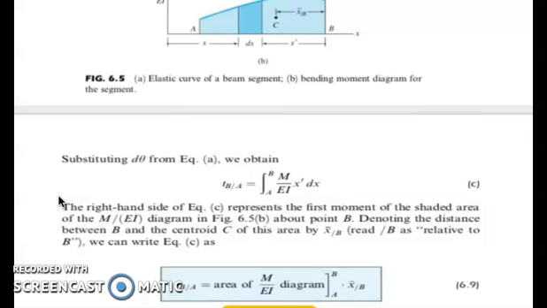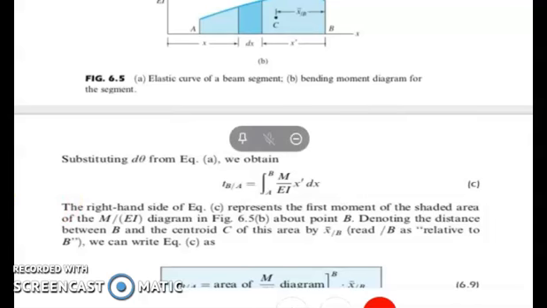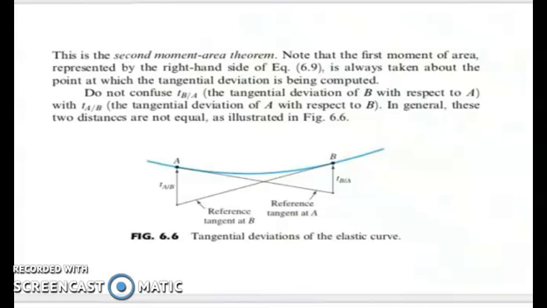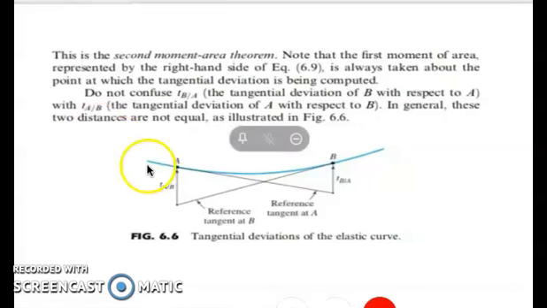So we have to take note that the first moment of area, which is represented by the right hand side of the equation, is always taken about the point at which the tangential deviation is being computed. So you don't have to confuse the tangential deviation of b with respect to a with the tangential deviation of a with respect to b. In general, these two distances are not equal. So we have here an illustration.